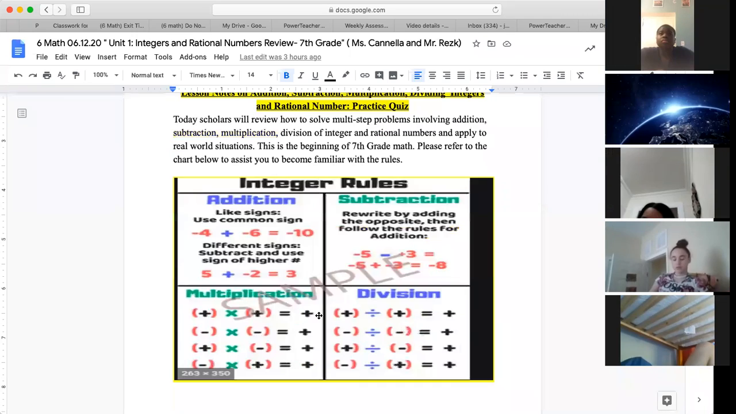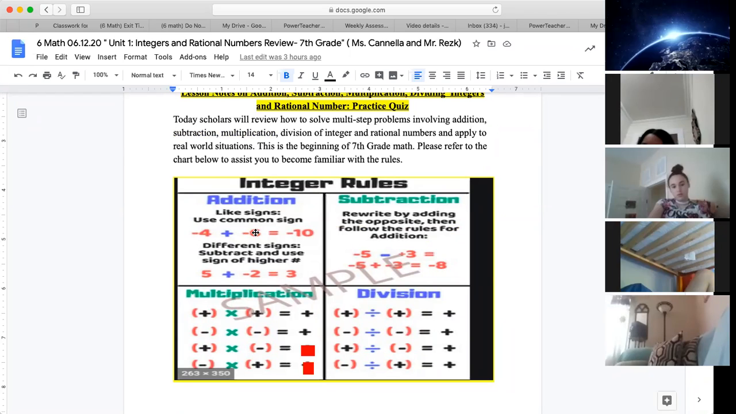All right, let's look at these rules real quick for integer rules. Go back on mute because it's very noisy right now. Ibrahima, can you read me the addition rules real quick? Like signs, use common sign. -4 plus -6 equals -10. Different signs, subtract and use the sign of the higher number. +5 plus -2 equals 3.